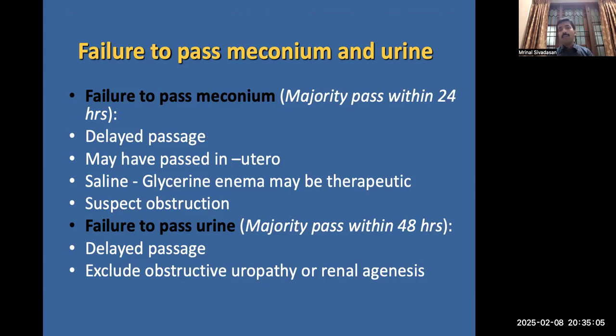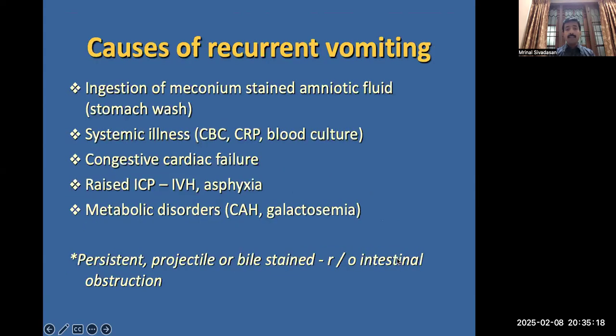Maybe you can wait for the passage of meconium. And second is failure to pass urine in the first 48 hours. And that may also show that there may be an obstructive urinary tract problem or maybe a renal agenesis.